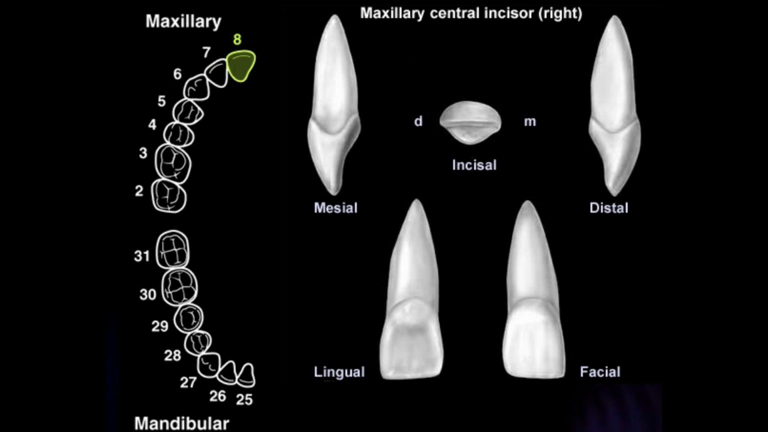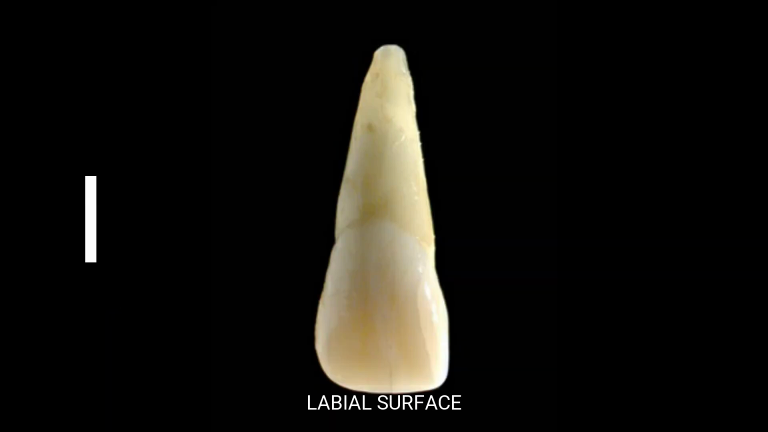The right maxillary central incisor has 5 surfaces, namely the mesial, which is in contact with the other central incisor on your left; the incisal, the one in contact with the food; the distal, the one in contact with the mesial surface of your lateral incisor; the lingual or palatal; and the facial or labial, which is towards the lips. The first surface is the labial surface.